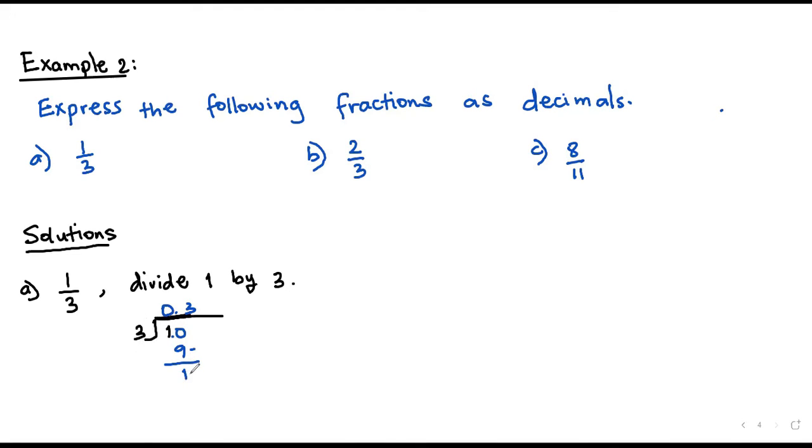Can we get 1 divided by 3? Still no. So we write a 0, and 10 divided by 3, we get 3. 3 times 3, we get 9. Minus, we get 1. Again, 10 divided by 3, we get 3. 3 times 3, we get 9. Minus, we get 1. What does this mean?